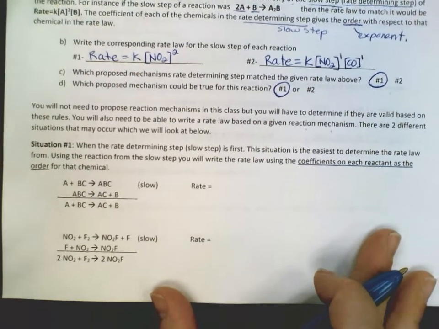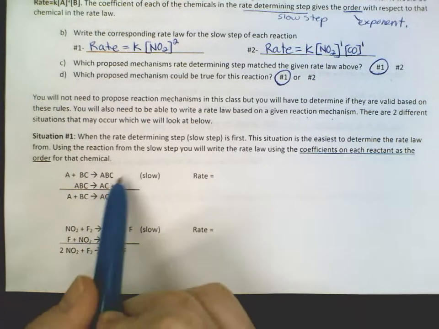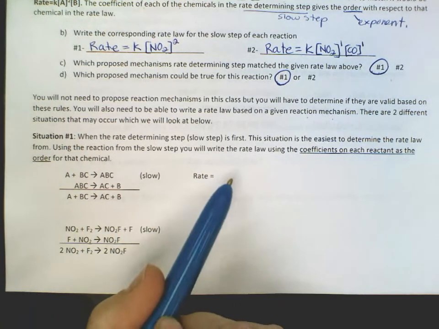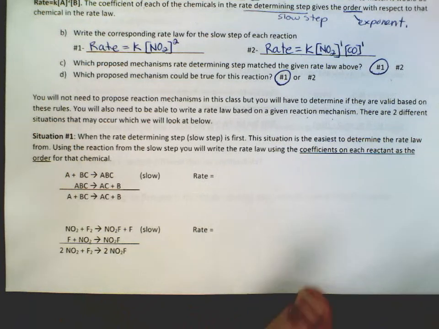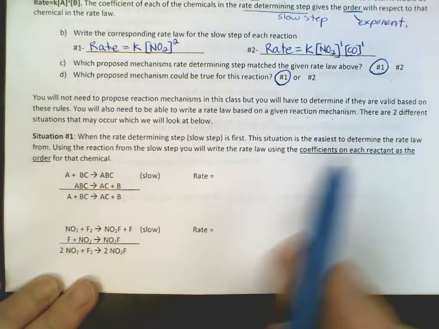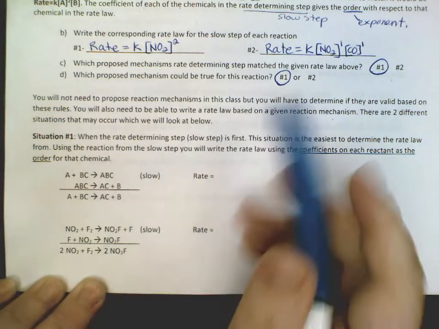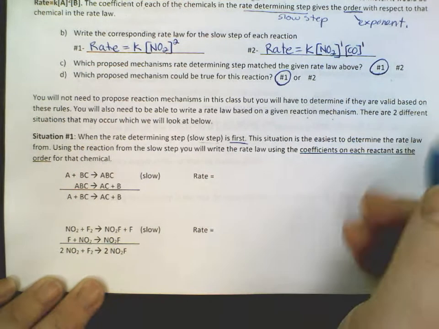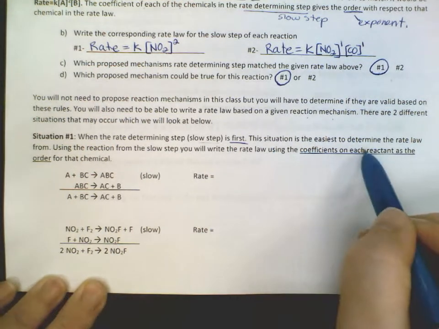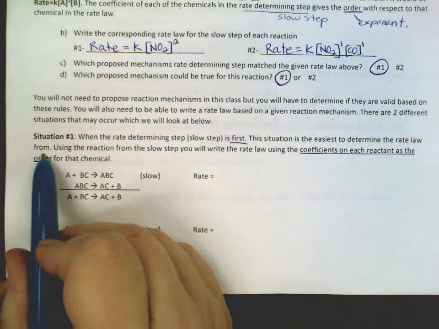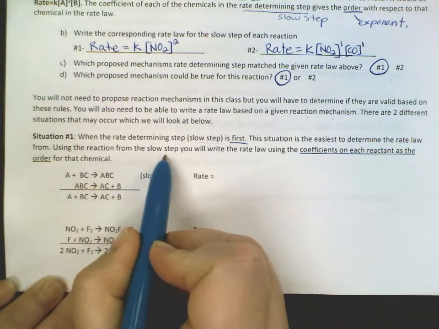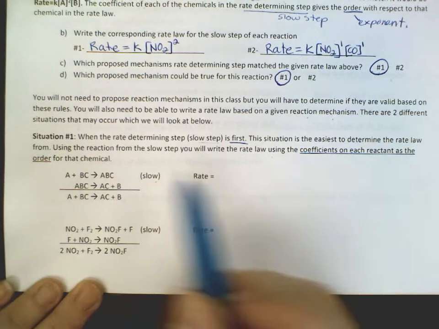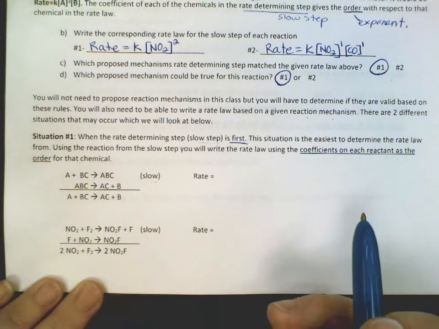So situation number 1: if we want to take a reaction mechanism like the ones shown here and write the rate law, we will run into two possibilities. It says when the rate determining step, or slow step, is first, this is our first situation. This situation is easiest to determine the rate law from. Using the reaction from the slow step, you will write the rate law using the coefficients on each reactant as the order for that chemical.